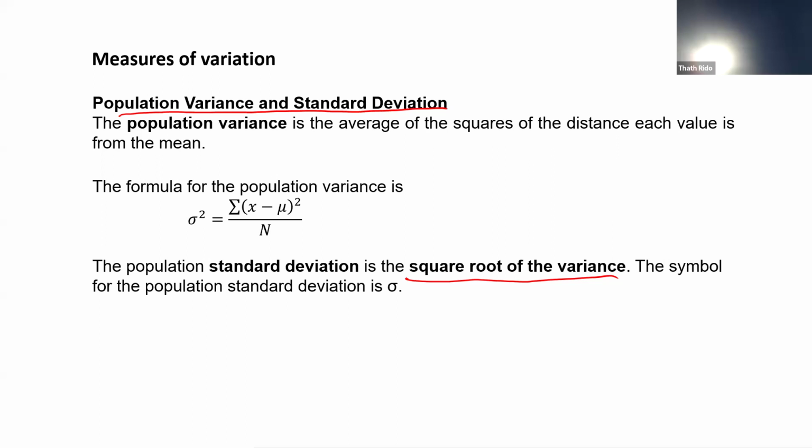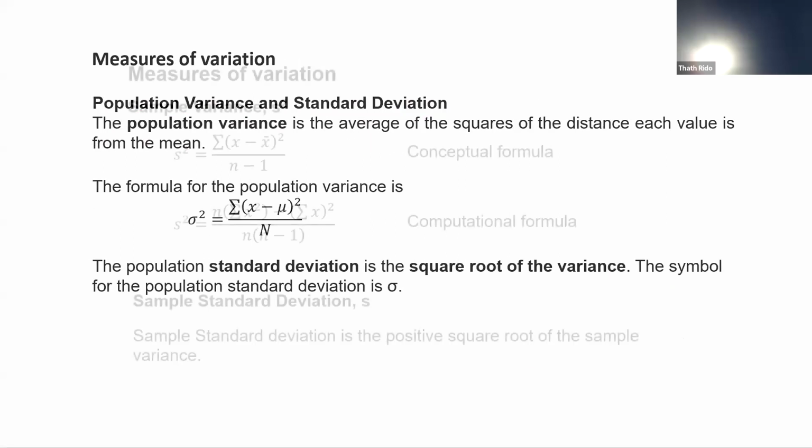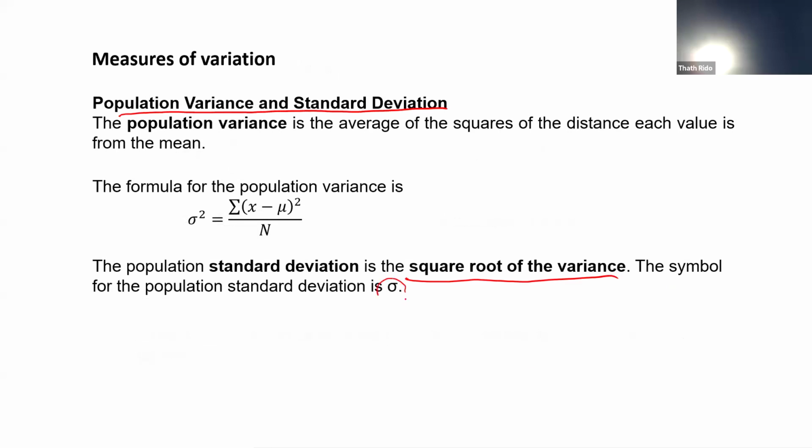Or you can write the formula like this. Standard deviation, normally the symbol is sigma. Sigma equals the square root of sigma x minus mu square divided by capital N, because this is a population measure. Or a population measure, we call it a parameter. So it's the same formula, but just with this radical, the square root of variance is standard deviation.